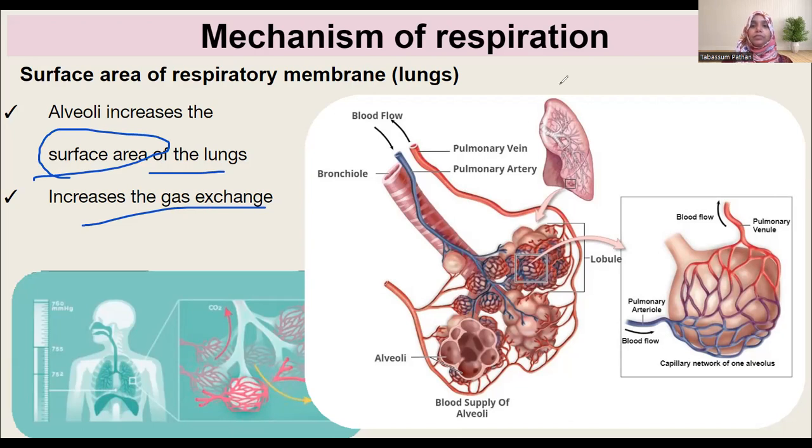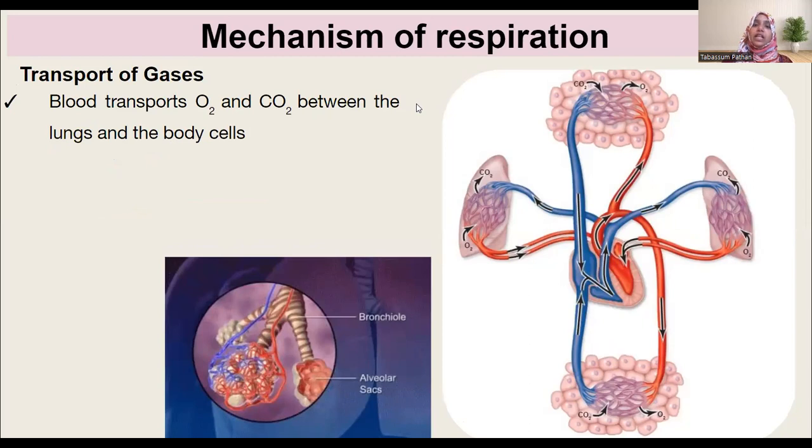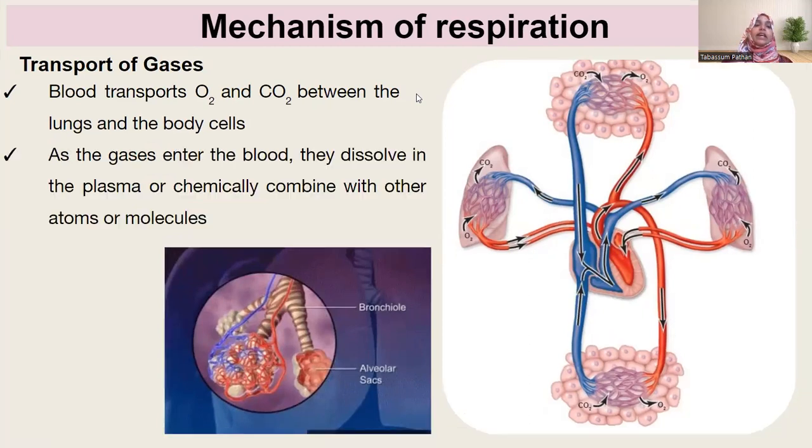So, fourth factor, very simple to understand. And finally, the transport of gases. Blood transports oxygen and carbon dioxide between the lungs and the body cells. The blood will carry both oxygen and carbon dioxide to and fro, from the lungs to the body cells and from the body cells to the lungs.